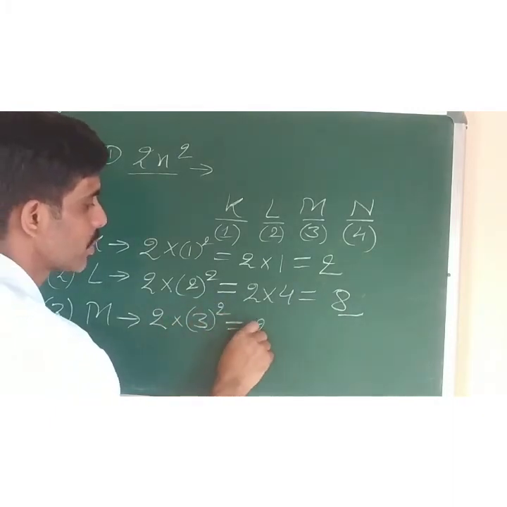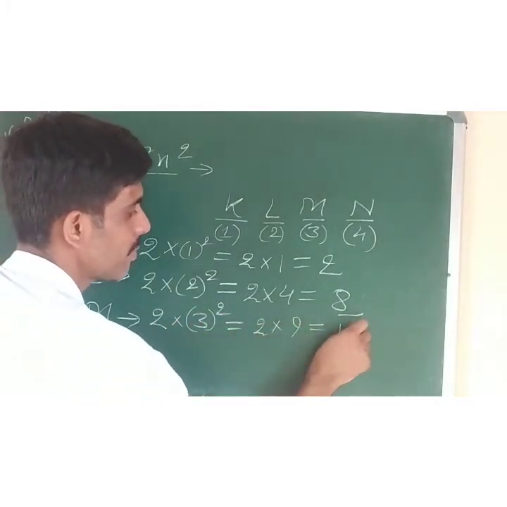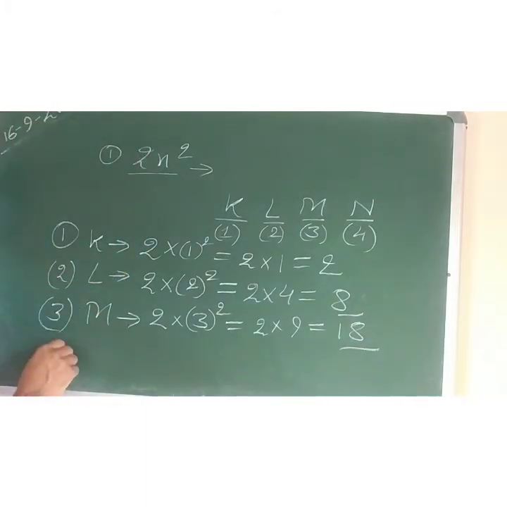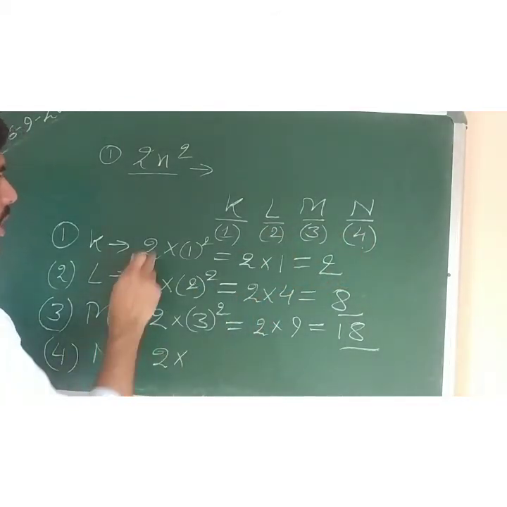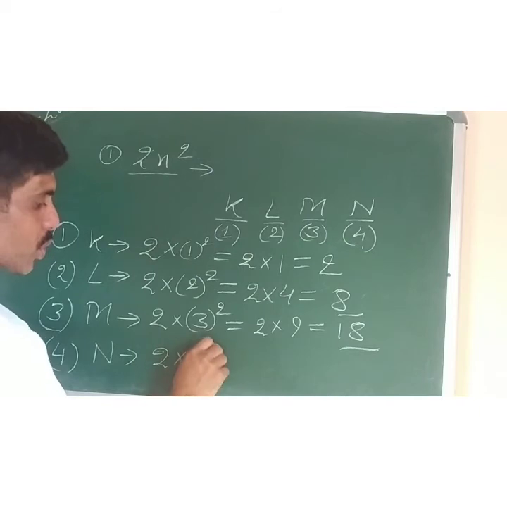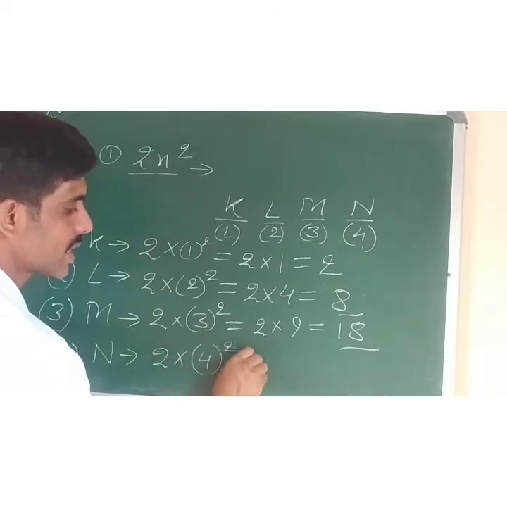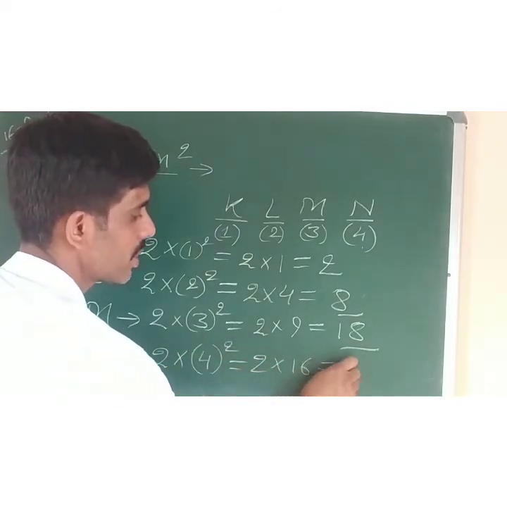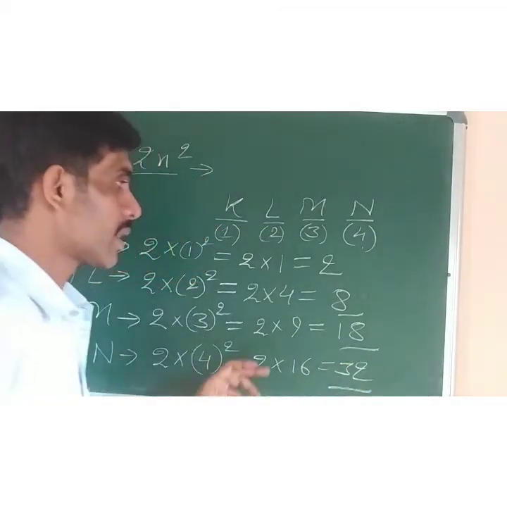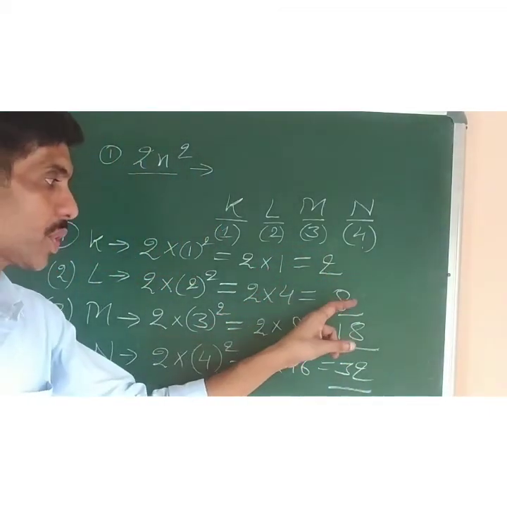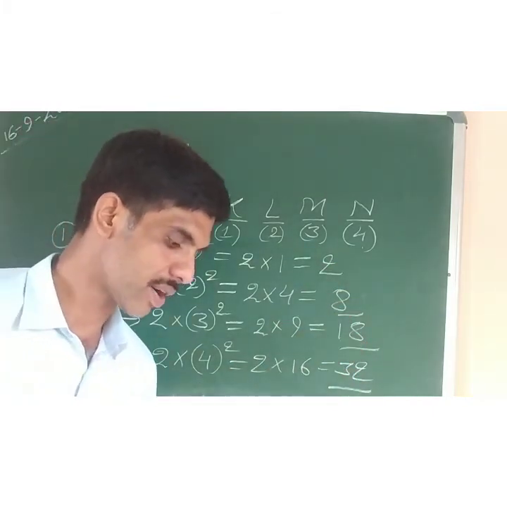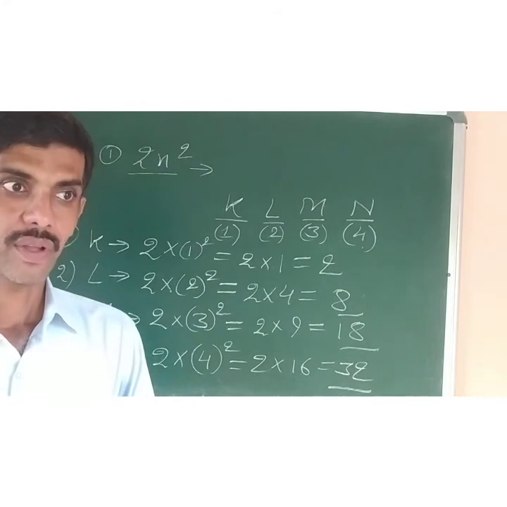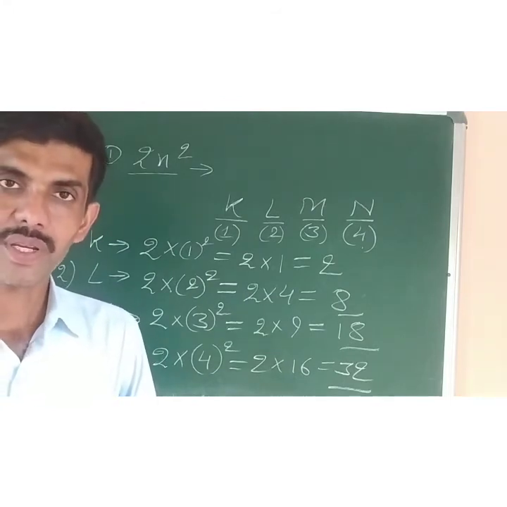So that is equal to 2 into 3 square, which is 9. It will give a maximum of 18 electrons. Like this, the fourth one, that is the N orbit, KLMN. So here it is 2 into 4 square, 4 square is 16, and 2 into 16 is equal to 32. It means the number of electrons will be 2, 8, 18, 32 in the first, second, third and fourth shell of the orbit of an atom.